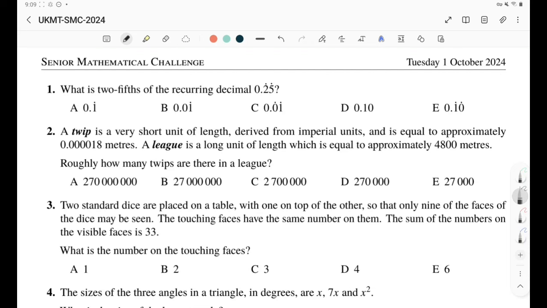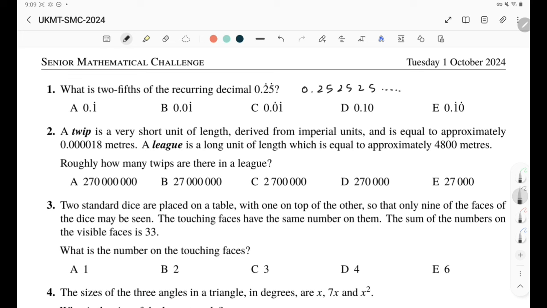Alright, so for the first question, we need to find 2/5 of the number 0.25, and this one has a period, which means something like this: 0.25, 25, 25, and so on. So we need to find 2/5 of that.